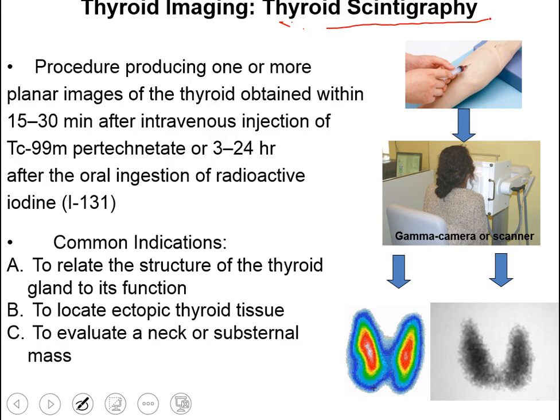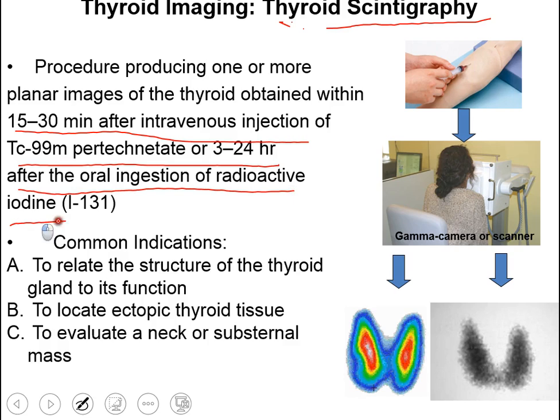Scintigraphy is a procedure producing frontal images of thyroid obtained within 15 to 30 minutes after intravenous injection of small doses of radioactive technetium-99 pertechnetate, or 3 to 24 hours after oral administration of radioactive iodine-131. So the technetium and iodine have similar chemical features, and both can be easily trapped by thyroid follicular cells and partially converted into colloid.